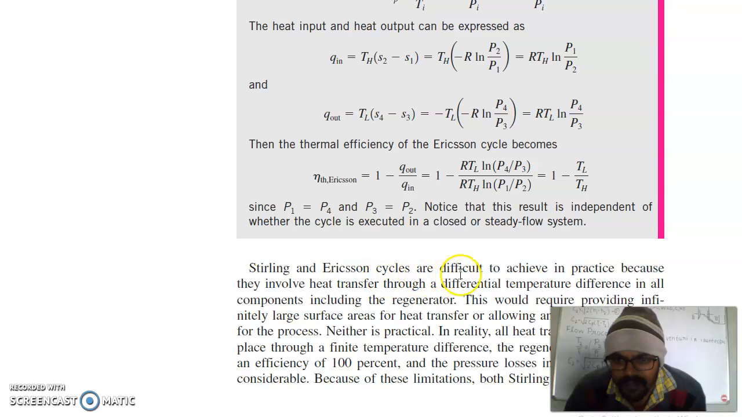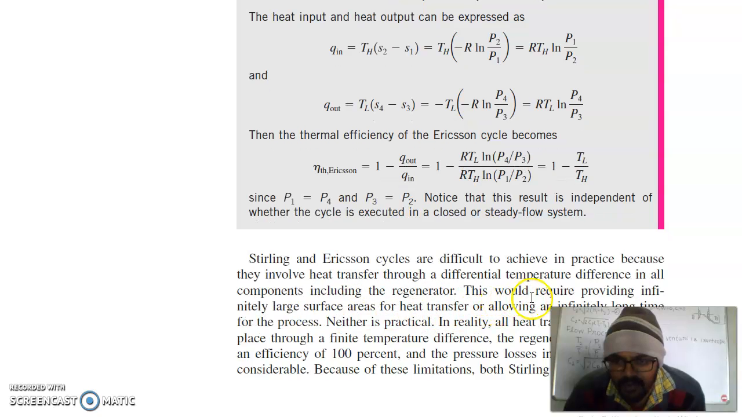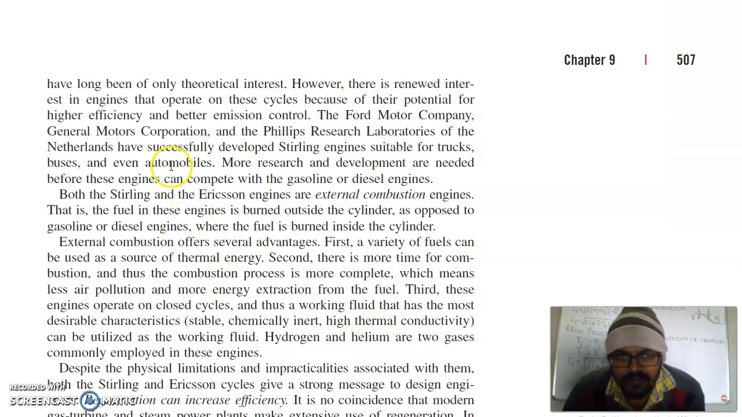Stirling and Ericsson cycles are difficult to achieve in practice because they involve heat transfer through a differential temperature difference in all components, including the regenerator. This would require providing infinitely large surface areas for heat transfer or relying on an infinitely long time for the process. Neither is practical. In reality, all heat transfer processes take place through a finite temperature difference. The regenerator does not have an efficiency of 100%, and the pressure losses in the regenerator are considerable. Because of these limitations, both Stirling and Ericsson cycles have long been only of theoretical interest.